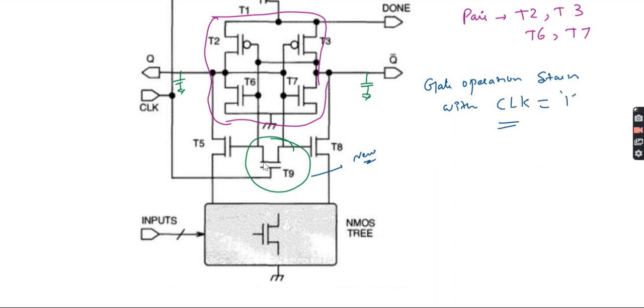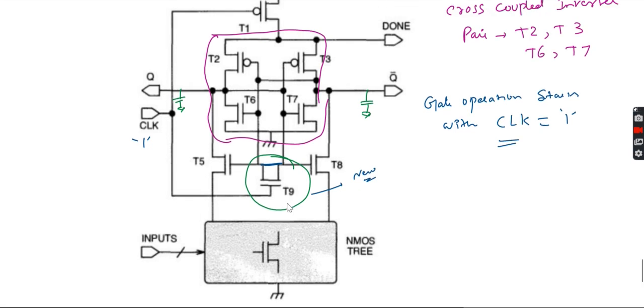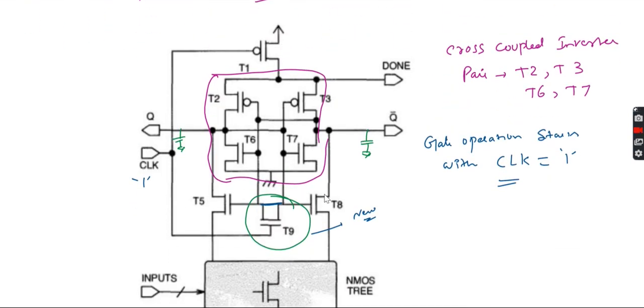Now the clock is equal to 1. If the clock is equal to 1, what will happen now? We can say this T9 is on. T9 only is on actually. If T9 is on, then the node Q and Q bar are equalized.